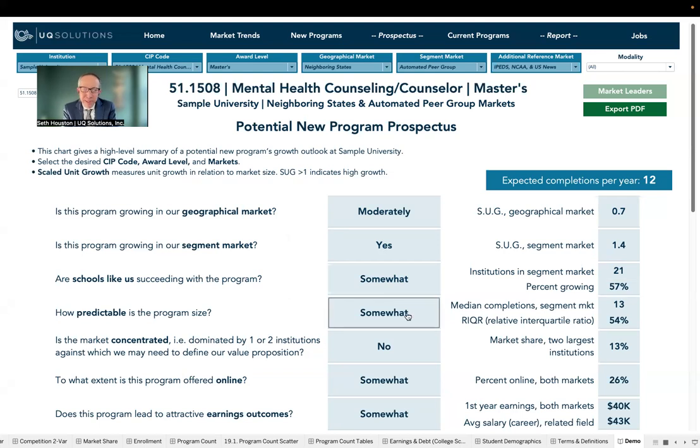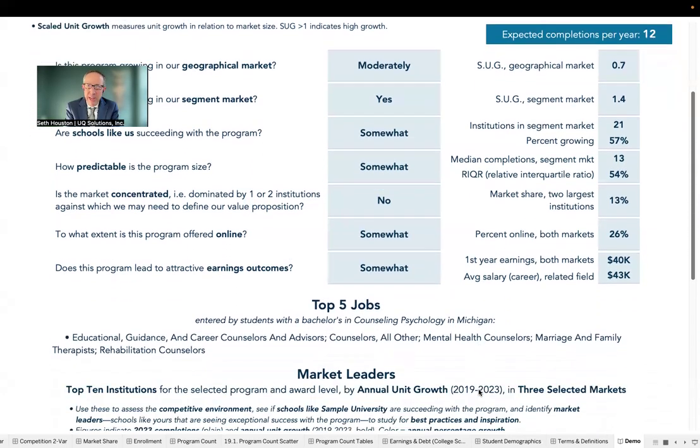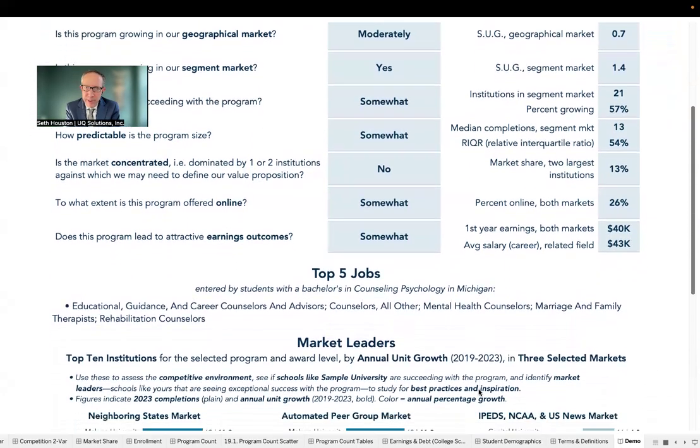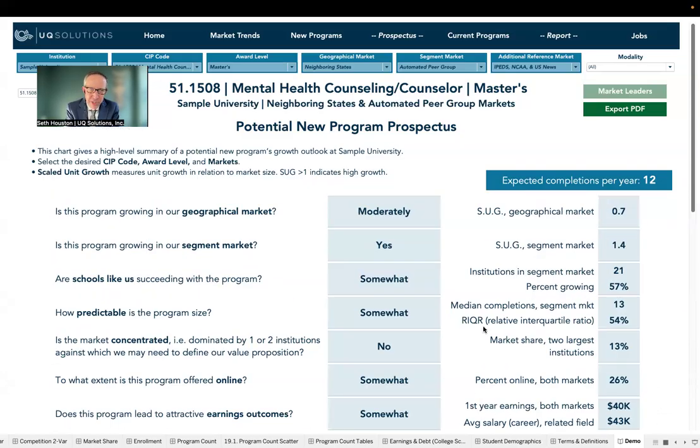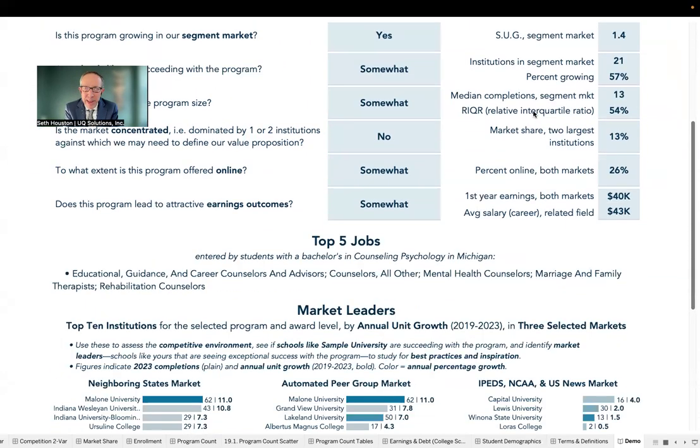How predictable is the program size? How concentrated is this market? To what extent is it offered online? What are the earnings outcomes like? So a lot of wonderful data here on specific information for the specific program in your markets. I forgot to mention, actually, you can select the program up here, the zip code, the award level, and change the markets. Look at it online if you want to, so you can sculpt the data as you wish.